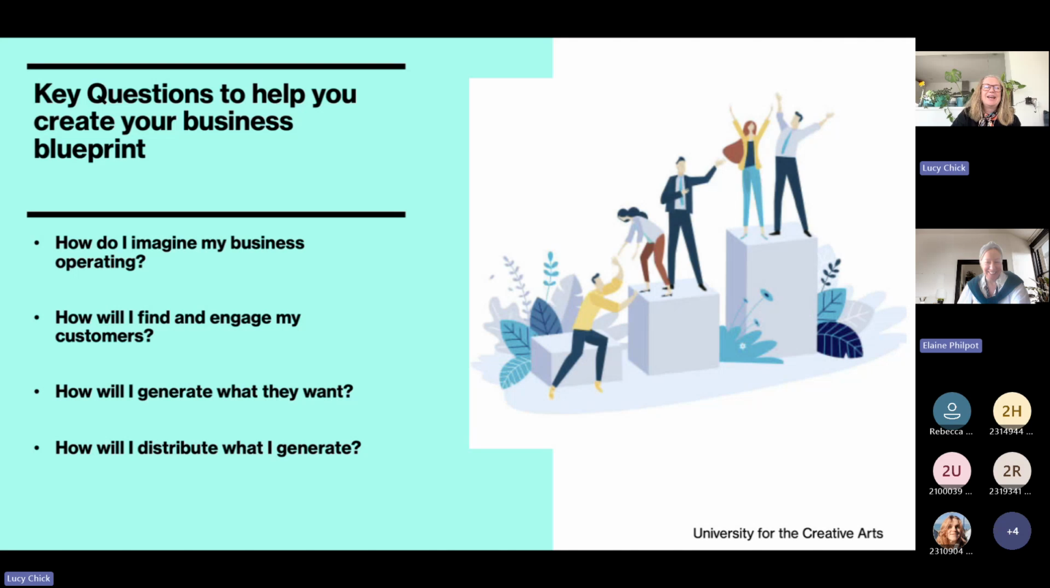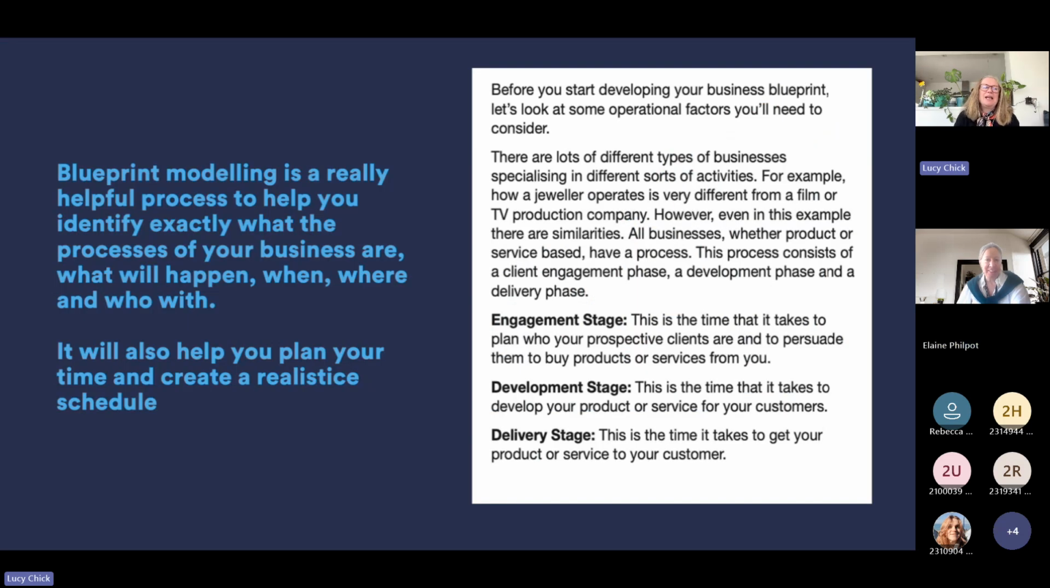I will. Okay. So blueprint modeling, it really helps you identify the process, as we said, but it helps you to plan your time and also create a realistic schedule. A way of thinking about this is to think about engagement stage, development stage, and delivery stage of your project and of your business. And this is really key.